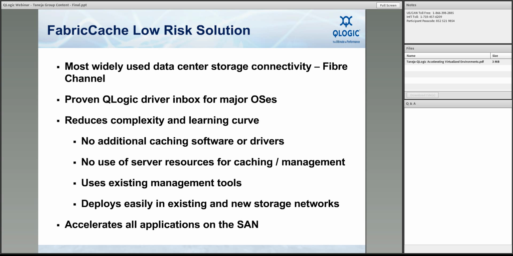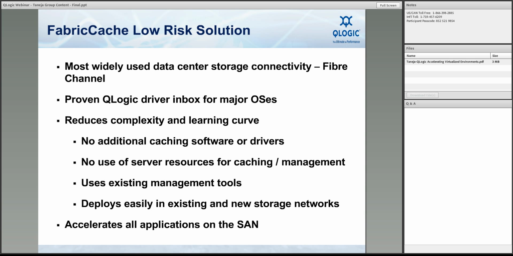No use of the server resources for caching and management. Taxing the host, excuse me, in a server, when you buy a server and you want to run virtualization technologies on top of it, you want to get the most out of that server. So you don't want to have 10, maybe 20% of your server CPU and memory resources being taken up by some caching software. With the Fabric Cache solution, we just made sure that we stay out of the way of the server and the application.